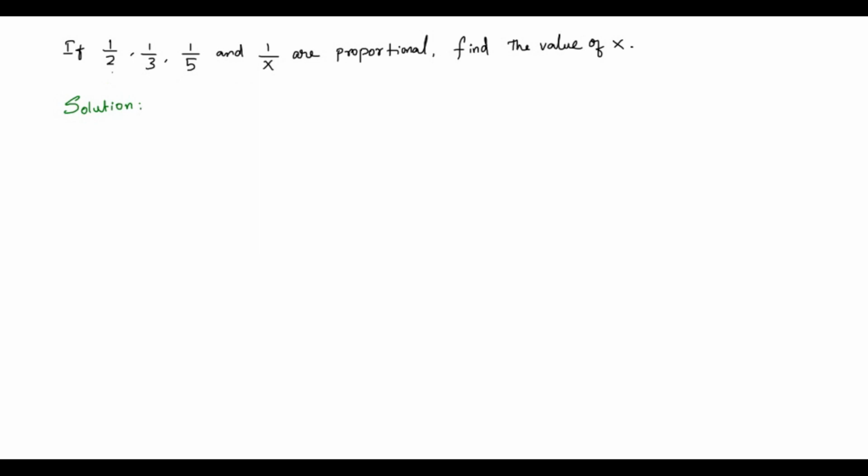So cross product rule is nothing but the product of extremes is equal to the product of means. So the product of 1 divided by 2 times 1 divided by x is equal to 1 divided by 3 times 1 by 15. Okay, let's simplify this one and solve for x. So 1 times 1 is 1, 2 times x is 2x. So we get 1 divided by 2x on the left side. On the right side we get 1 divided by 15.